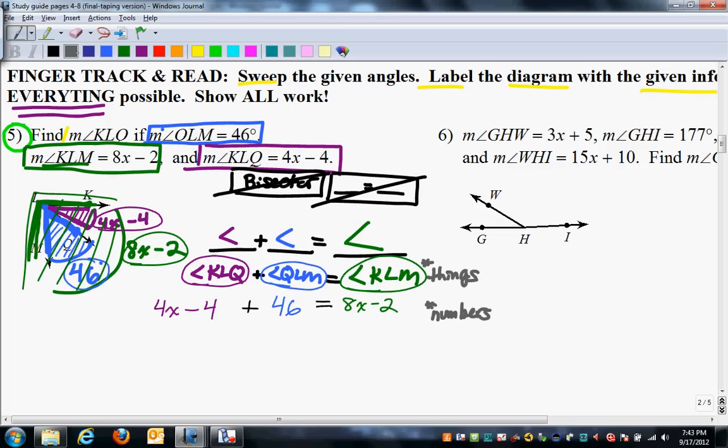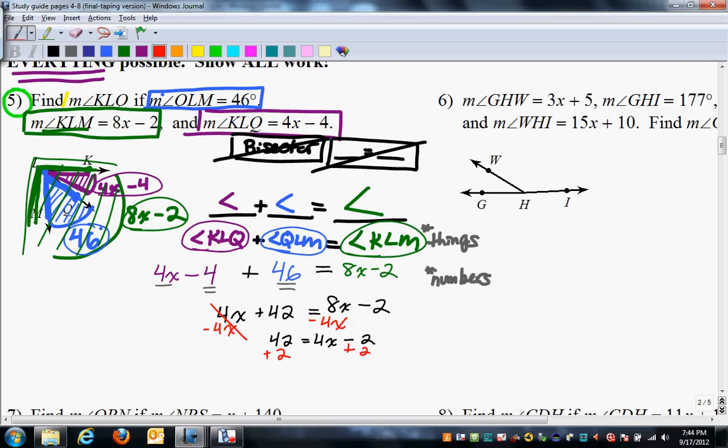Now we can collect like terms and solve. There's 4x still, nothing to collect it with. Minus 4 plus 46 is plus 42, equals 8x minus 2. Here I'm going to subtract 4x, cancel, end up with 42 equals 4x minus 2. Here I'm going to add 2 to both sides, and I get 44 equals 4x. Divide by 4, and of course we get x equals 11.